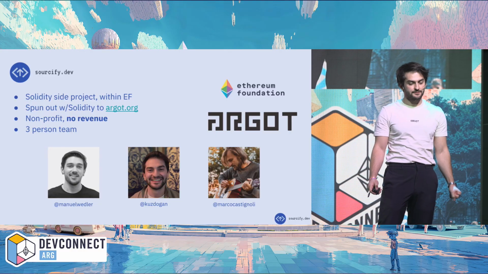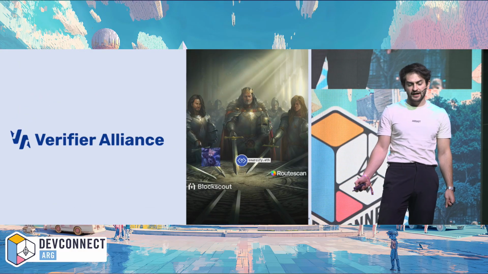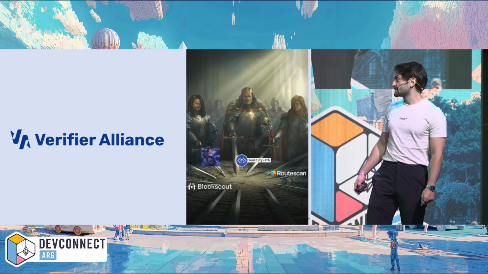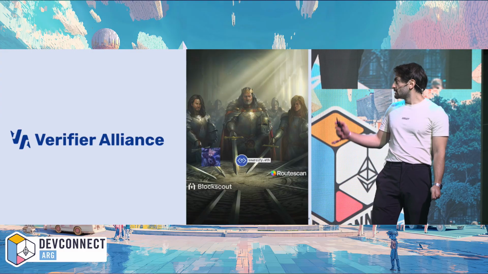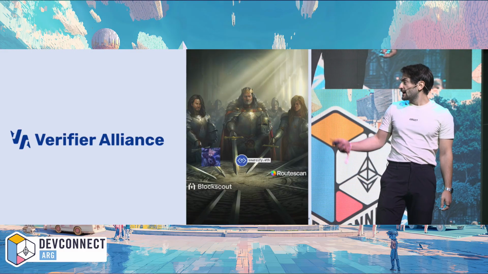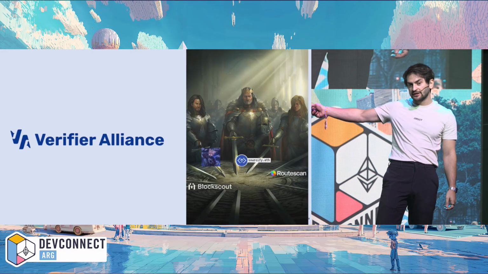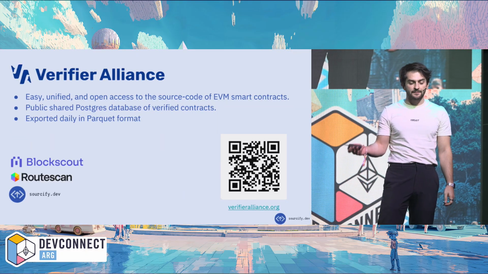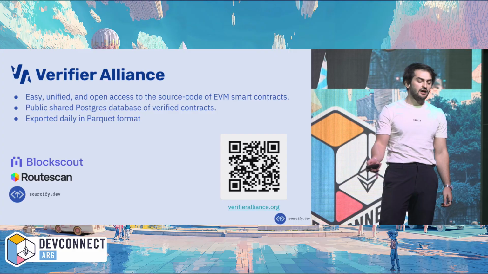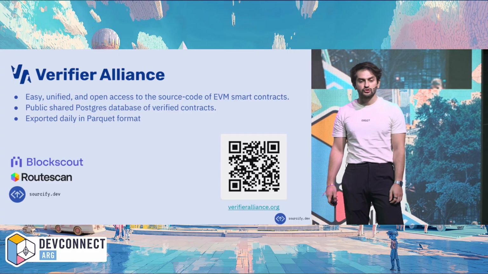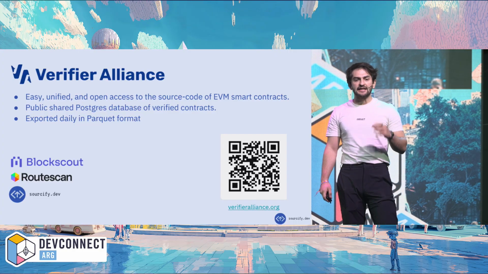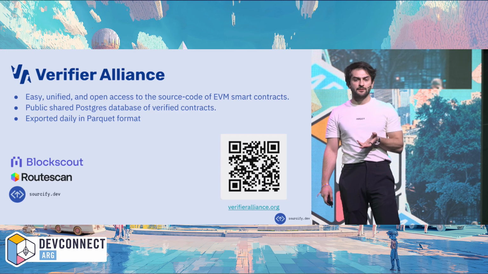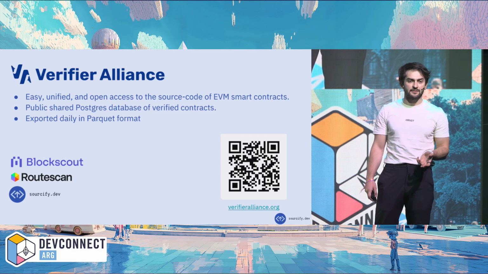We are all developers. Verifier Alliance, on the other hand, is the alliance we formed with BlockScout, RouteScan, and us, and also helped by Sam, if you recognize him. And in short, it allows easy and unified access to the source code of EVM contracts. And in essence, it's a shared database. It's a Postgres database of all verified contracts that all verifiers have.